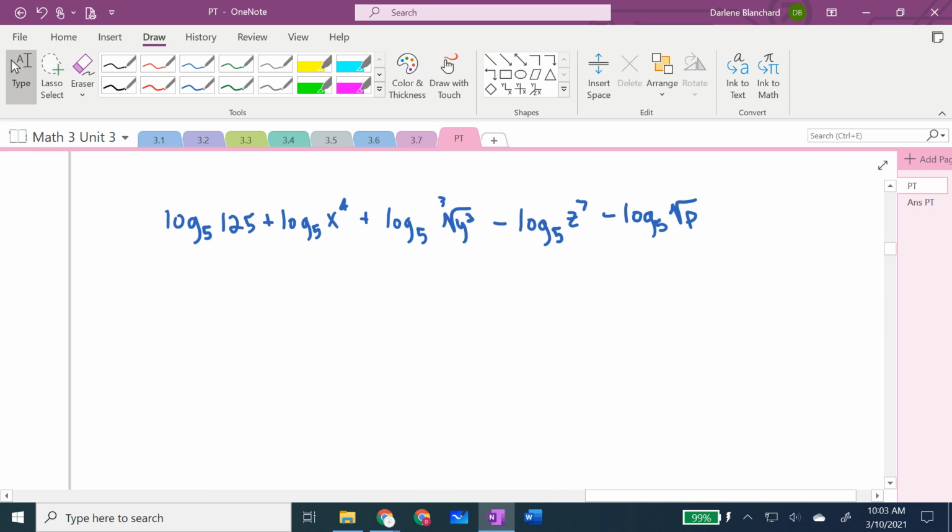Now, we want to look at what we have here that is actually an exponent in each of these logarithms. 125 is 5 to what power?